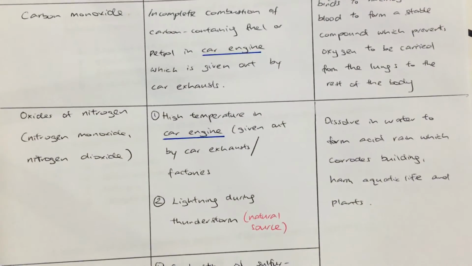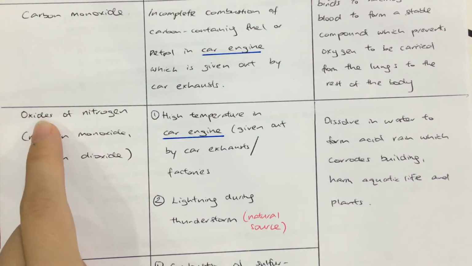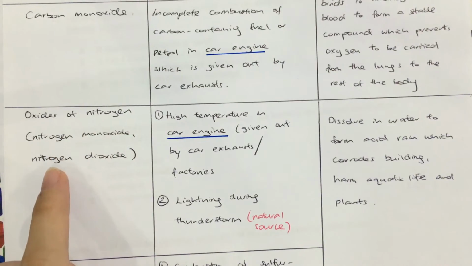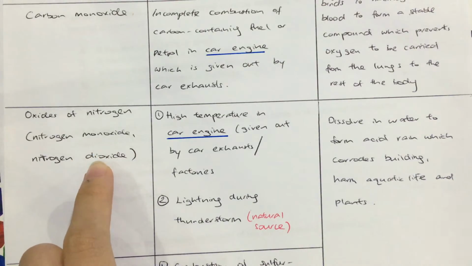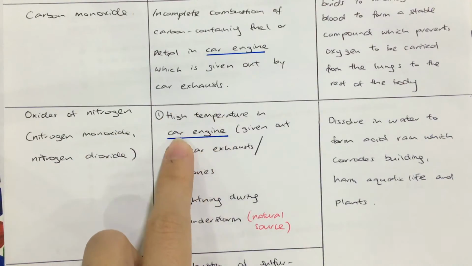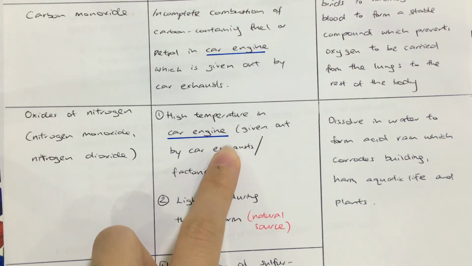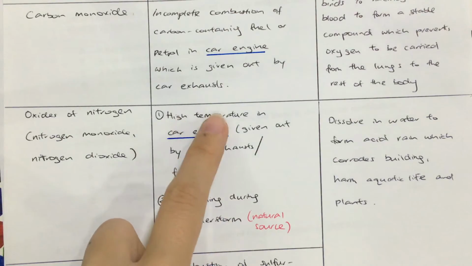The next common pollutant is oxides of nitrogen. What are the name of the gases under oxides of nitrogen? It's 2 gases. One of it is nitrogen monoxide, and the other is nitrogen dioxide. Okay, and where is the source? Where do we get this nitrogen monoxide or dioxide from? It comes from high temperatures in car engine as well, which means it's also given out by car exhaust. Okay, or high temperatures in factories. So it could also be given out in factories where there is a high temperature.